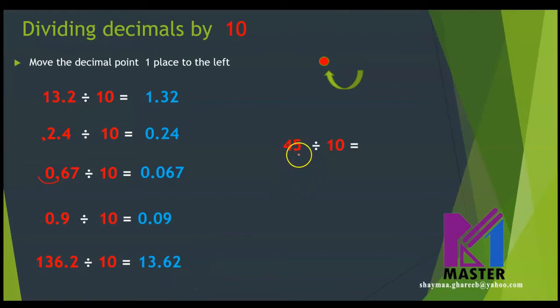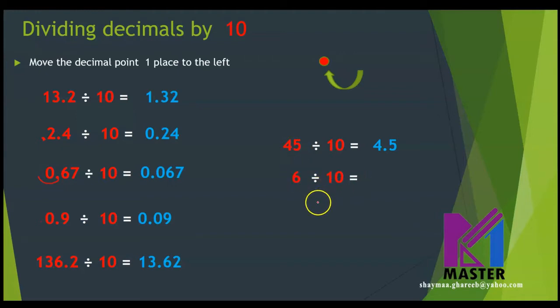Now I have a whole number. It does not have a decimal point. We can say that the decimal point is coming after the ones place. So there is a decimal point here, but we don't write it because this is a whole number. So when we move it 1 place to the left, it will be between the 4 and the 5. So the answer will be 4.5. Or we can say we put a decimal point after 1 place.